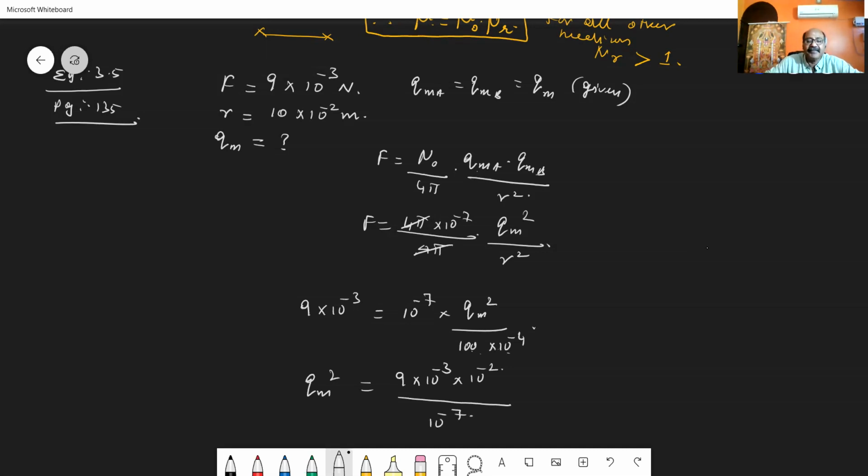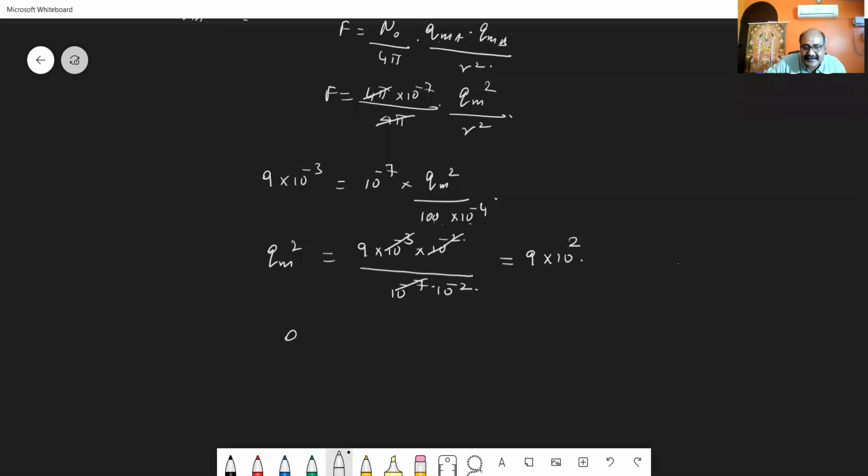I can write like this. See this 10 power minus 3, 10 power minus 2, 10 power minus 5. And I am dividing here, I will be getting it as 10 power minus 2. So QM square is equal to 9 into 10 to the power of 2. What is the value of QM then? Take a square root. QM will be then equal to 3 into 10 to the power of 1.